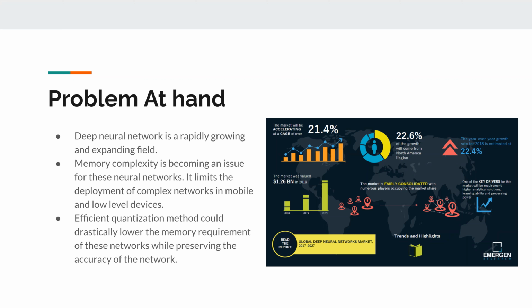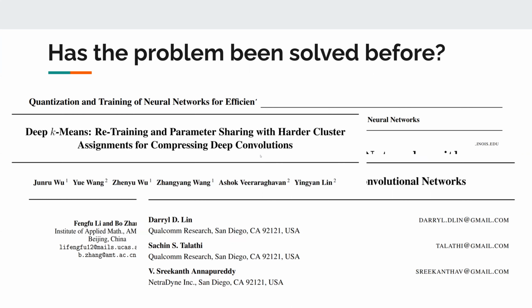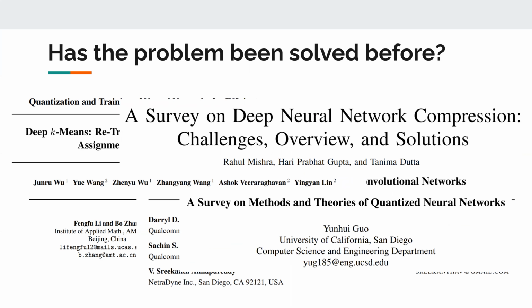Quantization of these networks will solve the storage problem, since quantization could drastically reduce the size of the network without severely impacting the accuracy of the network. Thus, a good quantization method will allow the wide deployment of high-performance models in more low-level devices. Has the problem been solved before? Yes, many times actually.